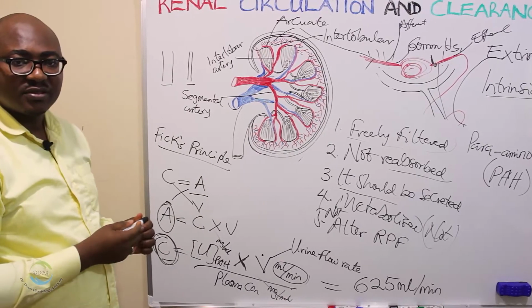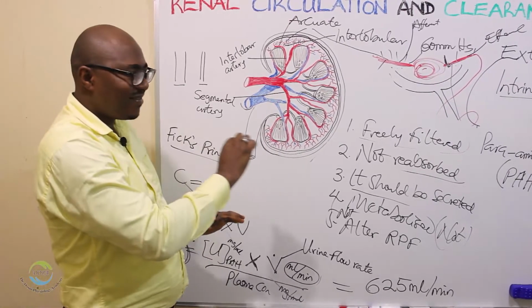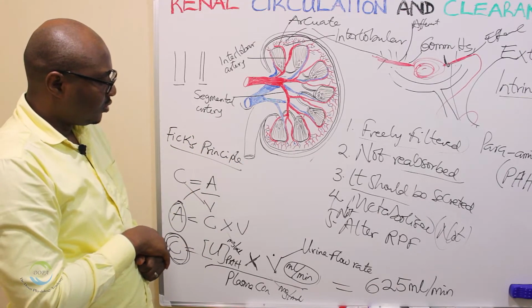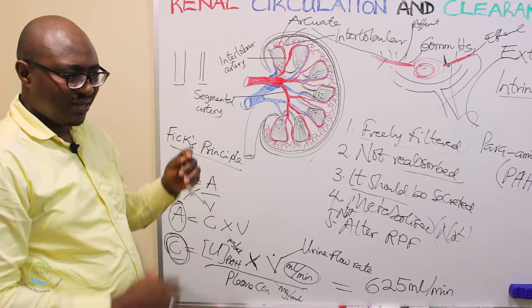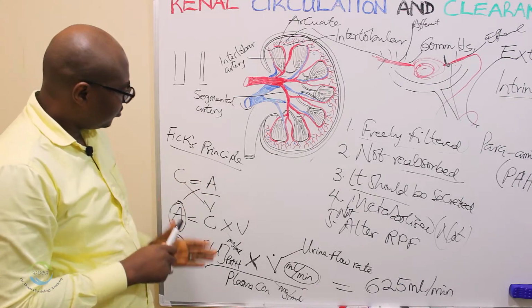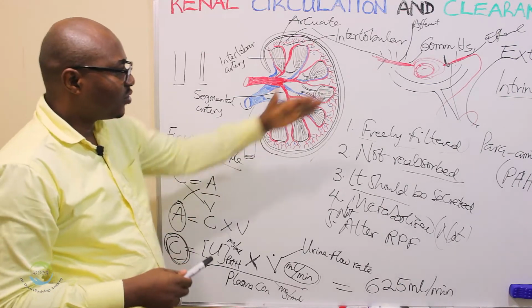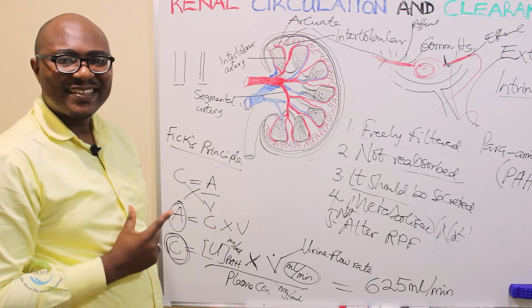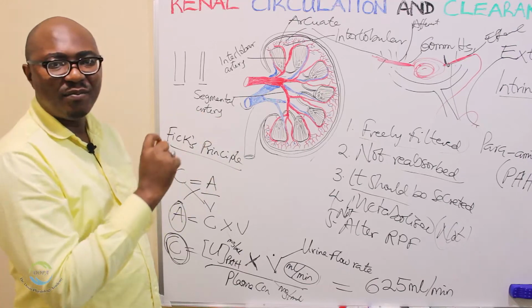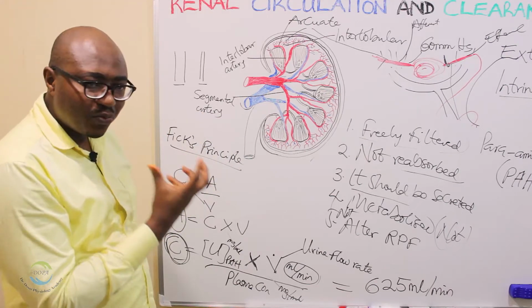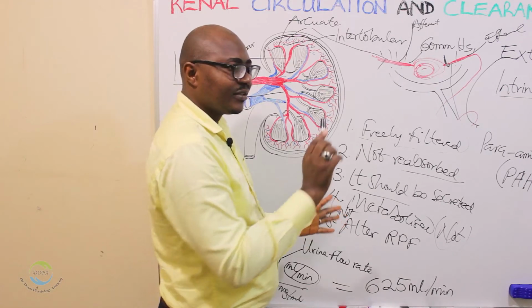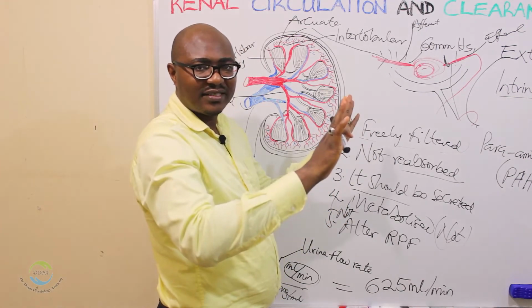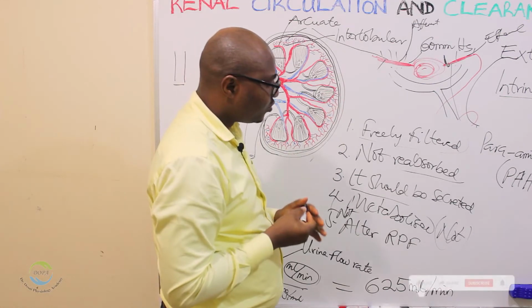625 mils per minute. That's the renal plasma flow. So you ask yourself, but we started with saying renal blood flow. But now we're talking about renal plasma flow because the cells are not filtered, okay? But we can still get the renal blood flow. And we know that the difference between plasma and blood is cells, red blood cells. So how do we get that?